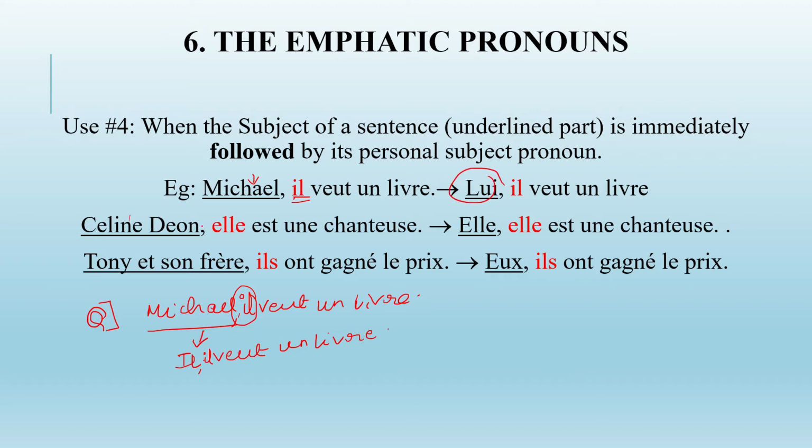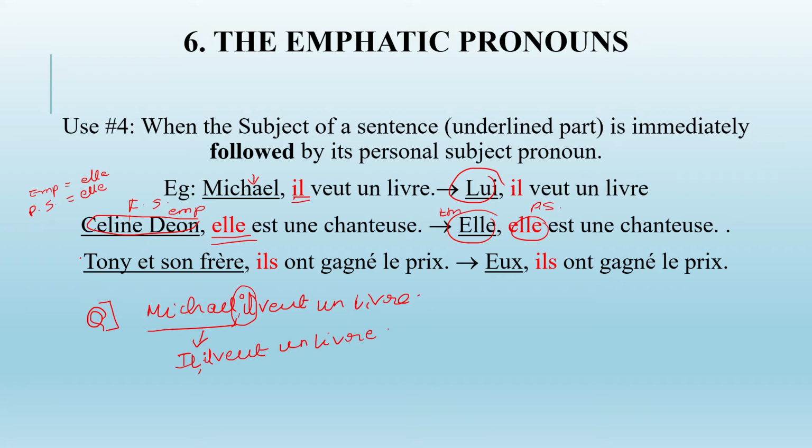Okay, next one, Celine Dion has already followed by elle. Okay, so you cannot substitute with elle as the personal subject. However, for feminine singular, okay, the emphatic for feminine singular is elle, right? ELLE. The personal subject for feminine singular is also elle. Okay, so that is why this is the emphatic here, this is the personal subject. Okay, so when the subject is already followed by its personal subject pronoun, then you have to replace it with emphatic. Okay, which is in this case it happens to be the same thing.